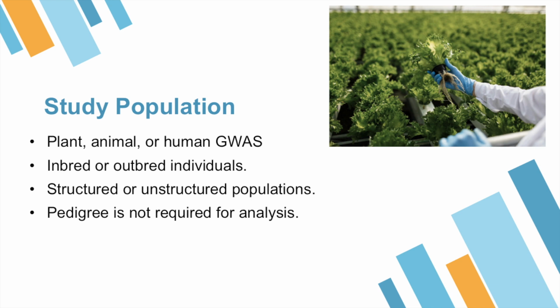Or if you're coming out from the human space where obviously your control over your crosses is not there, things are a little bit more unstructured, then Eagle's appropriate for both those cases. You don't even need to know the pedigree. Eagle obviously will go back a step. Pedigree is very important for analysis, so you need to account for that within your analysis. But what we do is we will estimate relatedness from the SNP data that we have.